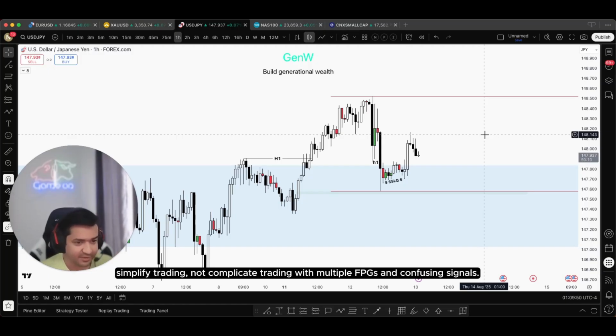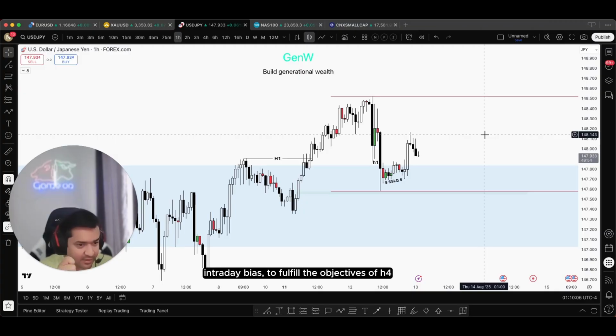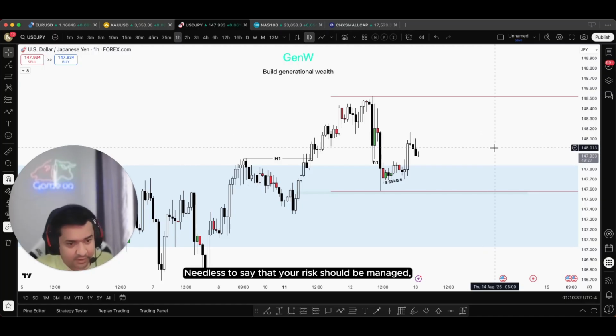Multi-time frame analysis should be used to simplify trading, not complicate trading with multiple FVGs and confusing signals. Look how we did. We went to the daily time frame, built our bias, then went to the H4 time frame, confirmed our bias, and then we are using H1 to build an intraday bias to fulfill the objectives of H4 and the daily time frame. This is how, if you keep your things very simple and plan simple, then you can execute it very confidently.